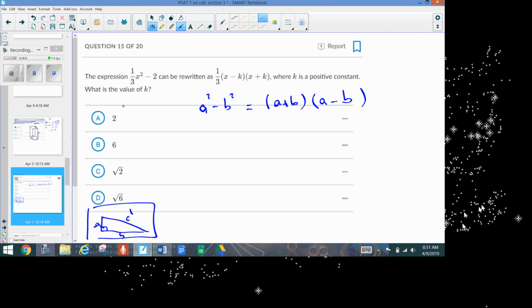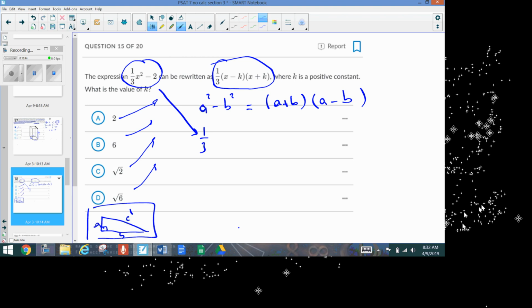So this expression is equal to that expression, but I need to find the right k from here. Which one is the right k? Let's get started. Try root 2, okay? Let me put it down here. 1 over 3 times x squared minus 2. So I can write it down like this: x squared over 3 minus 2. Does that make sense?